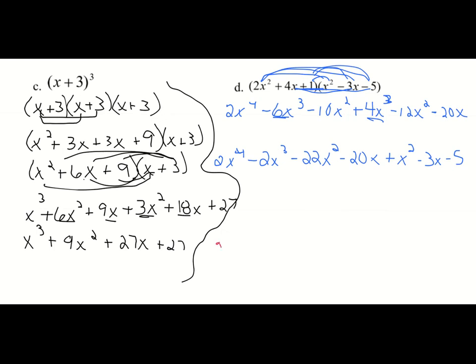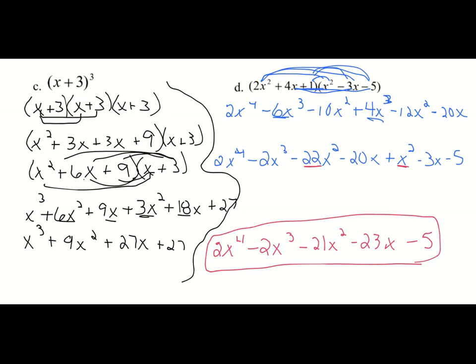So I only have one 4th power term, so 2x to the 4th. I don't have any more x cubed, so it'll be minus 2x cubed. I have negative 22x squared and positive x squared, so that's going to be negative 21x squared, because it's negative 22 plus positive 1. And then negative 20x and negative 3x will give me negative 23x, and then my minus 5. And that, it's a long problem, but that is our final answer. There aren't any like terms, so we can't combine anything, so that's our final answer.